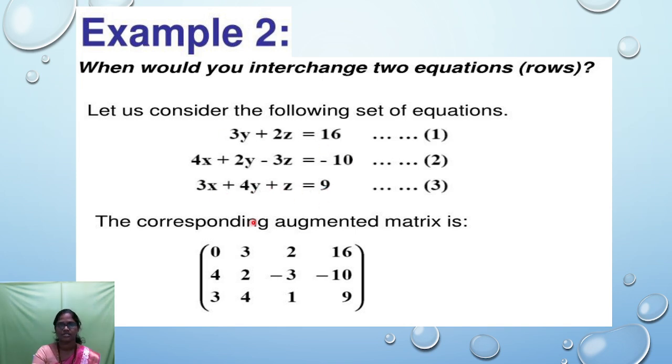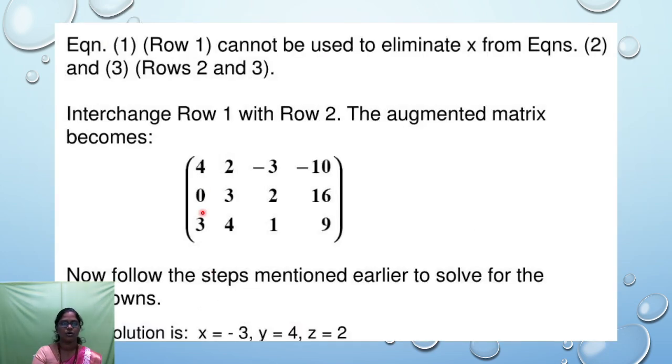In the three equations, check the coefficient of x in the first equation. Here we have 0. So if we have the first element as 0, we are not able to convert the given equation into row echelon form. So we are interchanging the rows. Okay, the first equation cannot be used to eliminate x from equations 2 and 3. So interchanging row 1 and row 2.